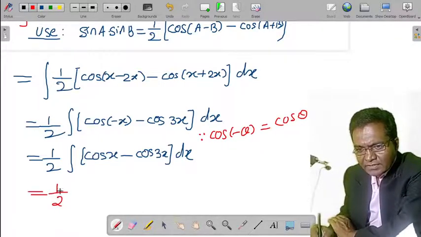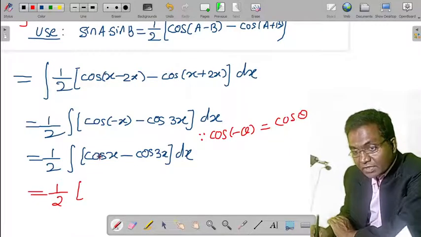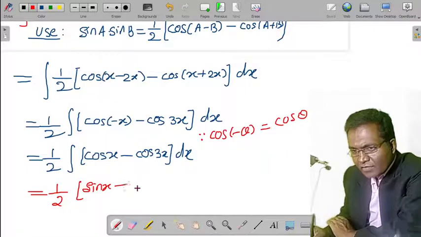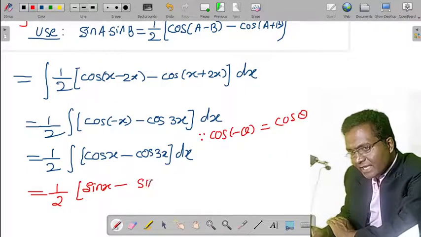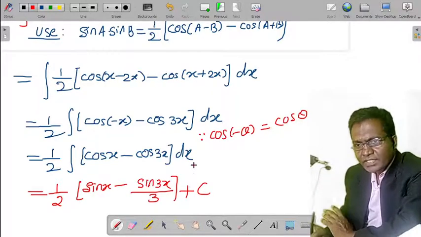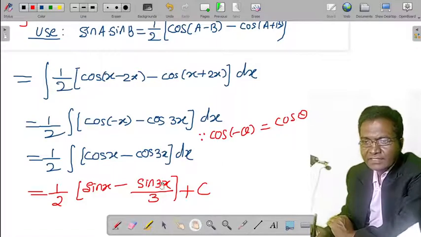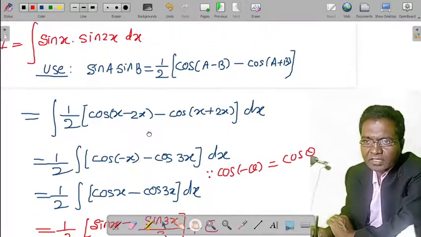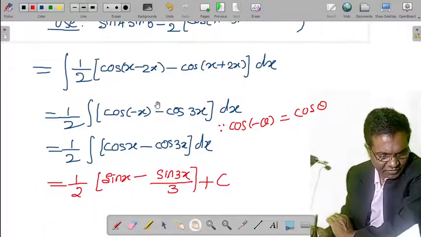Now you can write the integration. Integration of cos ax is sin ax by a. So that is sin 3x by 3 plus c. So in this way you can evaluate the integrals with product of sine and cos.